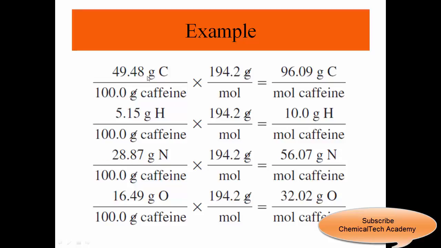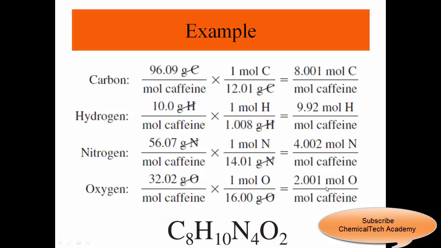So we have 49.48 grams carbon per 100 grams of caffeine. 1 mole of caffeine contains 194.2 grams, which is the molecular weight of caffeine. So we have 96.09 grams carbon. We can do the same thing for hydrogen, nitrogen, and oxygen. So per 1 mole of caffeine we have 96.09 grams carbon, 10 grams hydrogen, 56.07 grams nitrogen, 32.02 grams oxygen, and then based on that we can find the number of moles.